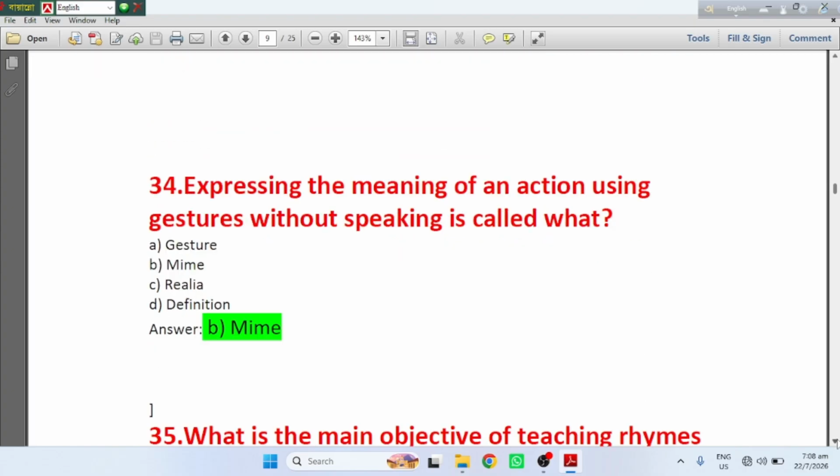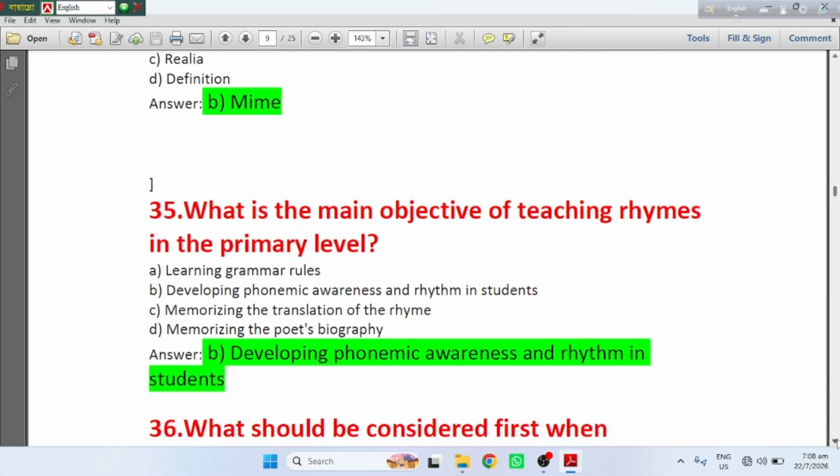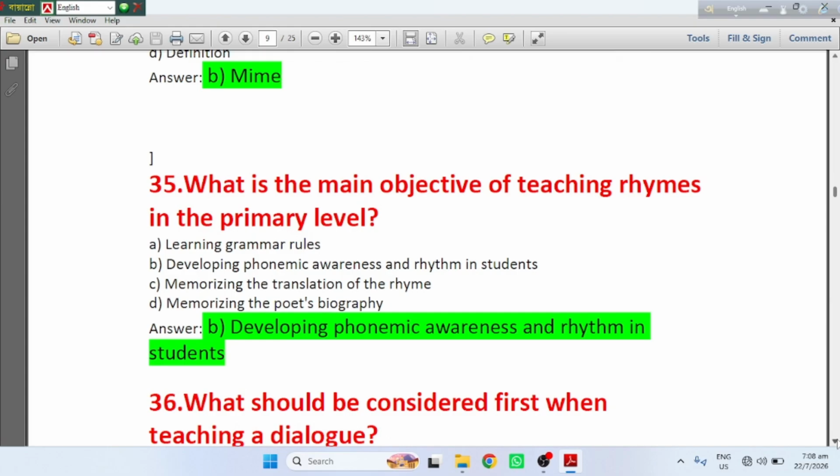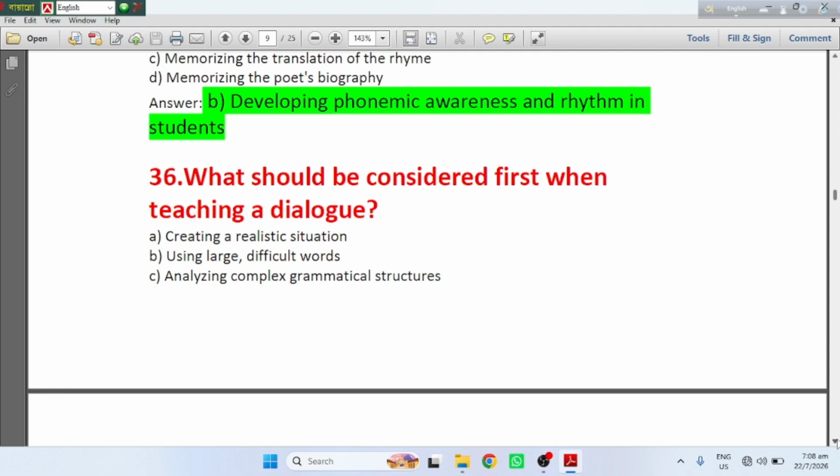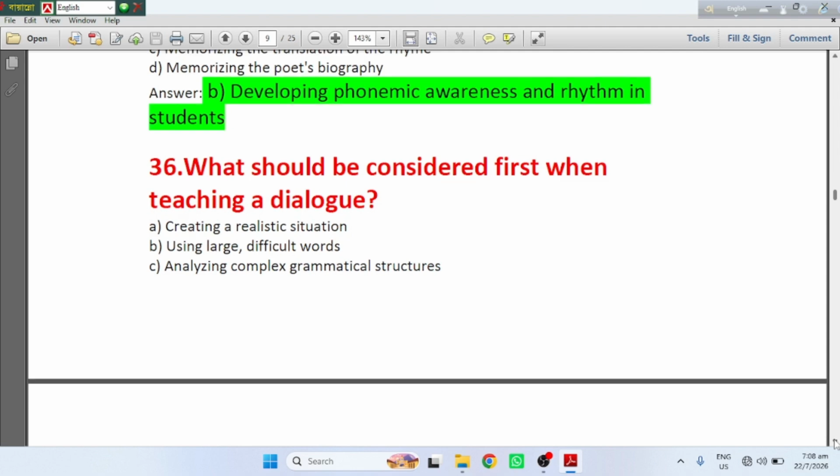34. Expressing the meaning of an action using gesture without speaking is called what? Mime. 35. What is the main objective of teaching rhymes in the primary level? Developing phonemic awareness and rhythm in students. 36. What should be considered first when teaching a dialogue?